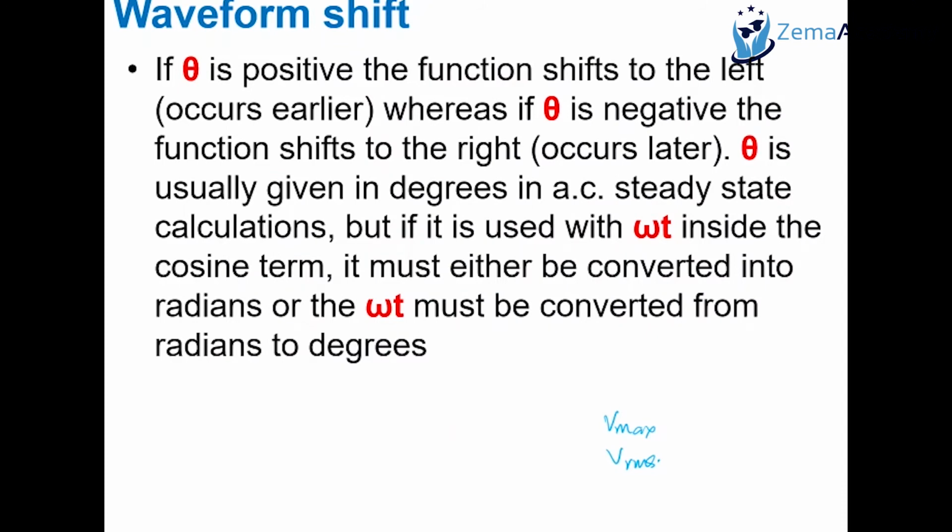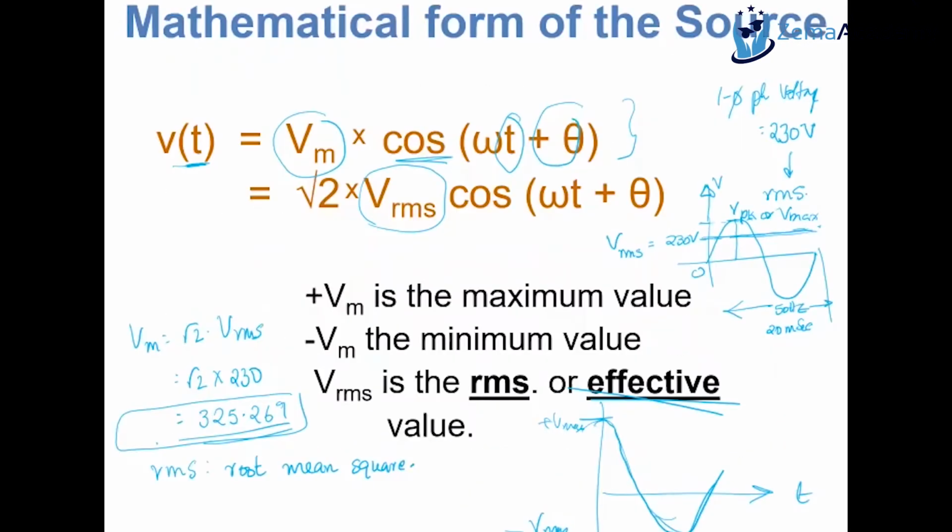And if theta is positive, the function shifts to the left. So this is what we were talking about earlier. Whereas if theta is negative, the function shifts to the right or occurs later. Is that what we did here?